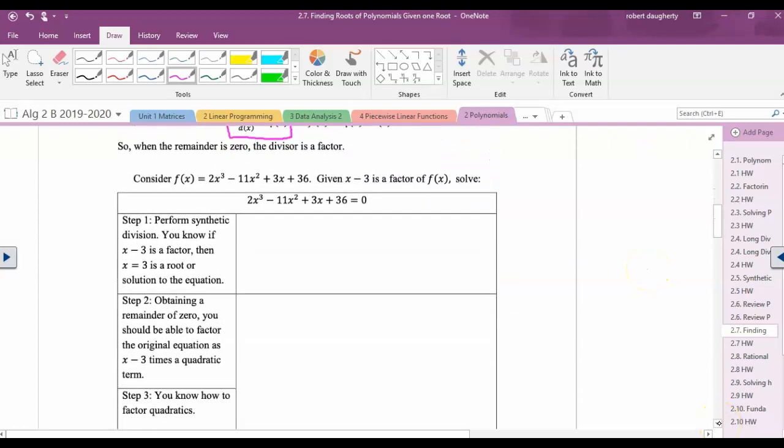So we need to get a little bit of practice of doing this. Okay, so let's look at this polynomial. Got a polynomial, and I'm telling you that x minus 3 is a factor. So what I want to do is I want to solve that. I want to factor it completely. So how does that help me knowing that x minus 3 is a factor? What does that mean? What does it mean I can do?